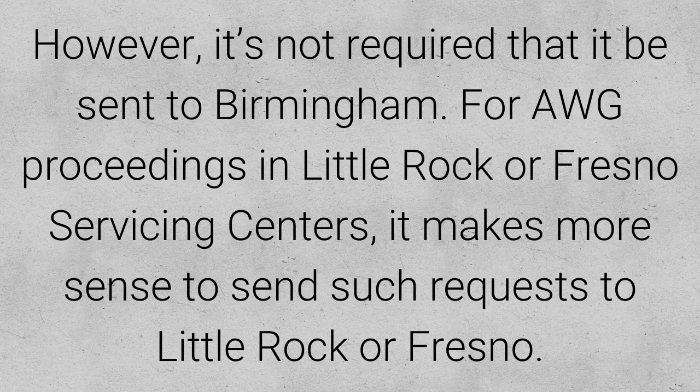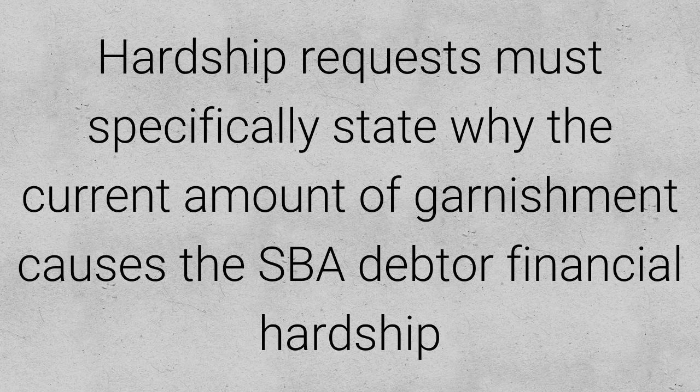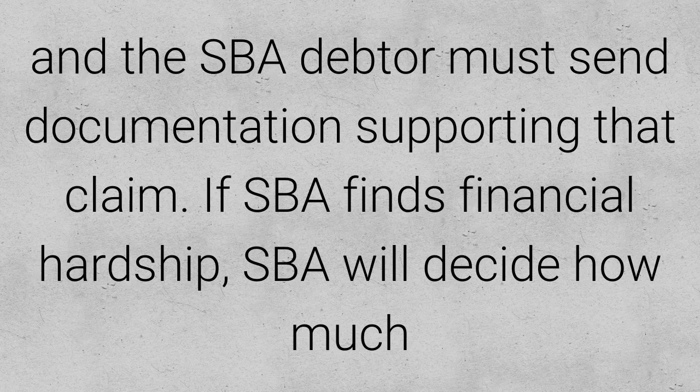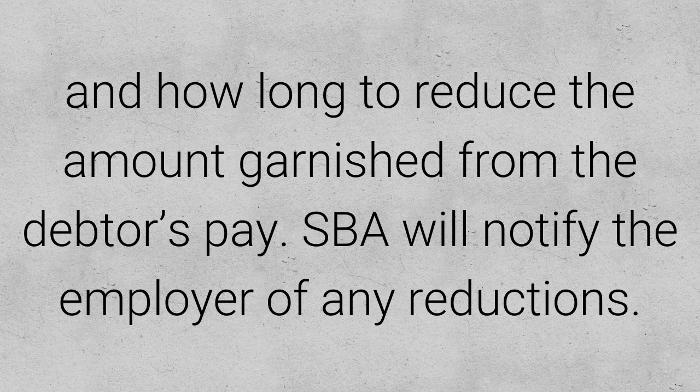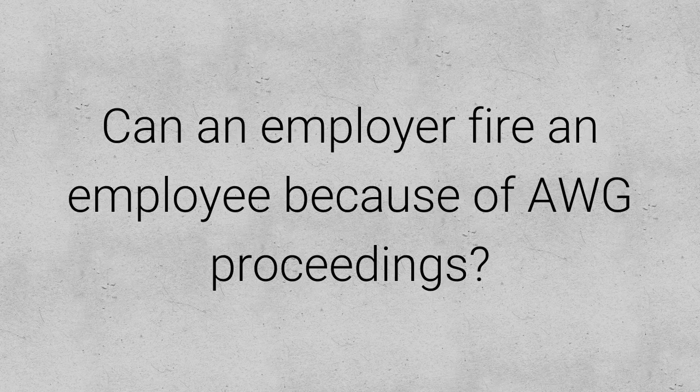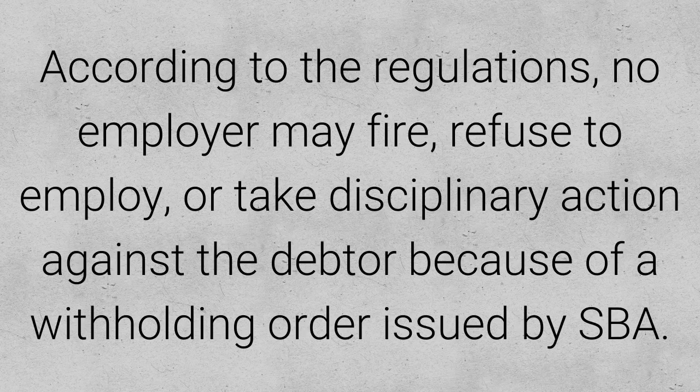What constitutes financial hardship? If the SBA debtor's wages are subject to a garnishment order issued by the agency, the SBA debtor may at any time request a review of the amount being withheld from the wages based on a material change in circumstances that causes severe financial hardship, such as disability, divorce, or catastrophic illness. The Code of Federal Regulations states the SBA debtor may send a request to the director of SBA's Loan Servicing Center in Birmingham, Alabama. However, it's not required that it be sent to Birmingham. For AWG proceedings in Little Rock or Fresno servicing centers, it makes more sense to send such requests to Little Rock or Fresno.